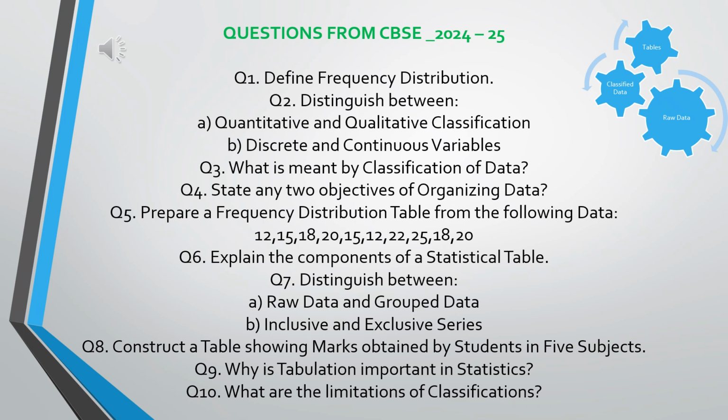Now question number 6 is explain the components of a statistical table. Question 7 is distinguish between raw data and grouped data. The B part is distinguish between inclusive and exclusive series. Question 8 is construct a table showing marks obtained by students in 5 subjects.